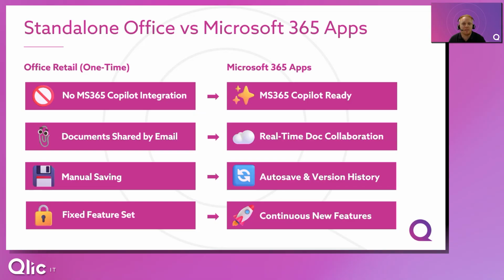And then the final one, really, I suppose, is a bit open-ended, but we've got evidence of this over the last year or two with Copilot, is a fixed feature set on the Office Retail version versus continuous new features on the Microsoft 365 app.